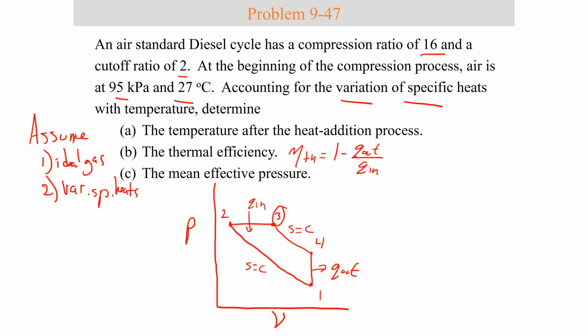If you recall, Q out is going to be equal to delta U, and Q in is going to be equal to delta H. So I'm going to have to get the enthalpy at state 2 and state 3, and the internal energy at state 1 and state 4. So let's go ahead and get started. State 1: I know my temperature is 300 Kelvin, and I know the pressure is 95 kilopascals.